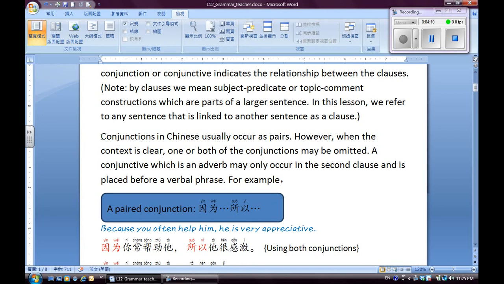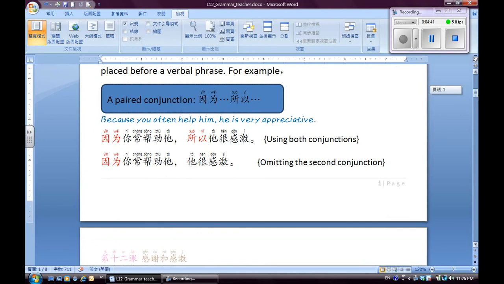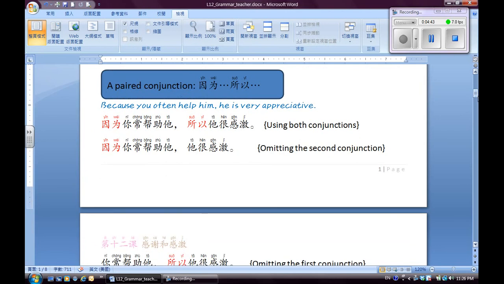Conjunctions in Chinese usually occur as pairs. However, when the context is clear, one or both of the conjunctions may be omitted. A conjunctive adverb may only occur in the second clause and is placed before a verbal phrase. So here are some examples of the paired conjunctions I was talking about and conjunctive adverbs.